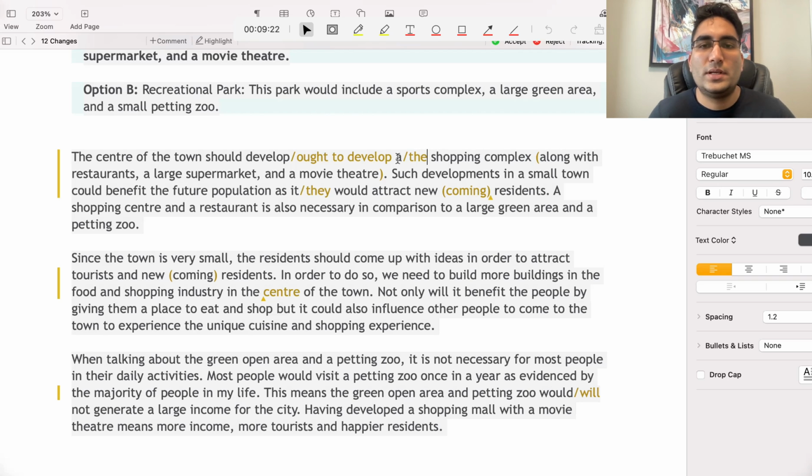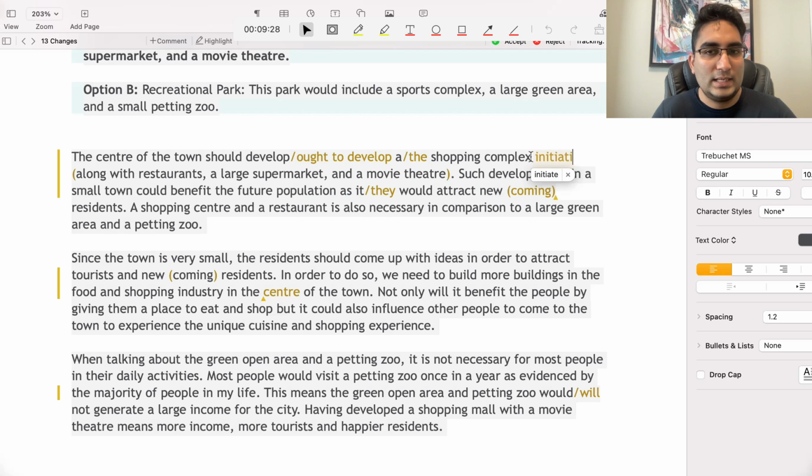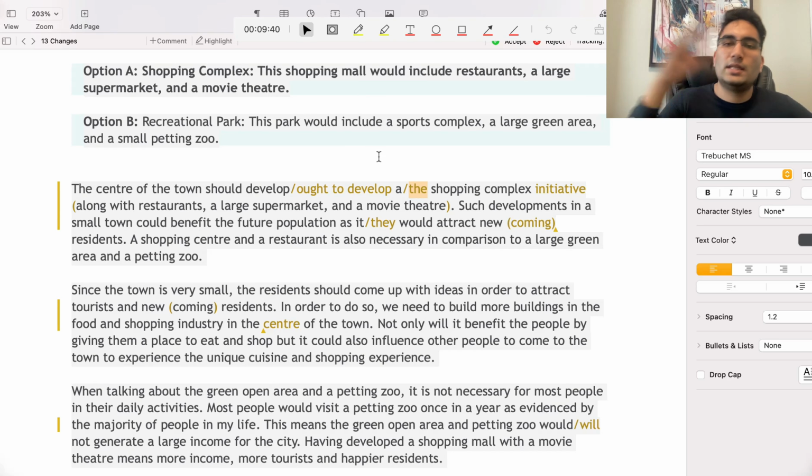Okay, so I'm gonna use the word the shopping complex initiative. I wanted to say idea, the shopping complex idea, but I'm gonna say initiative because it sounds more fancy. And why I said the here is because I'm trying to show that I remember the specific thing that was mentioned in the question, the initiative about the shopping complex. So it's related to what's familiar. If I say A, it's like you're including a new idea.